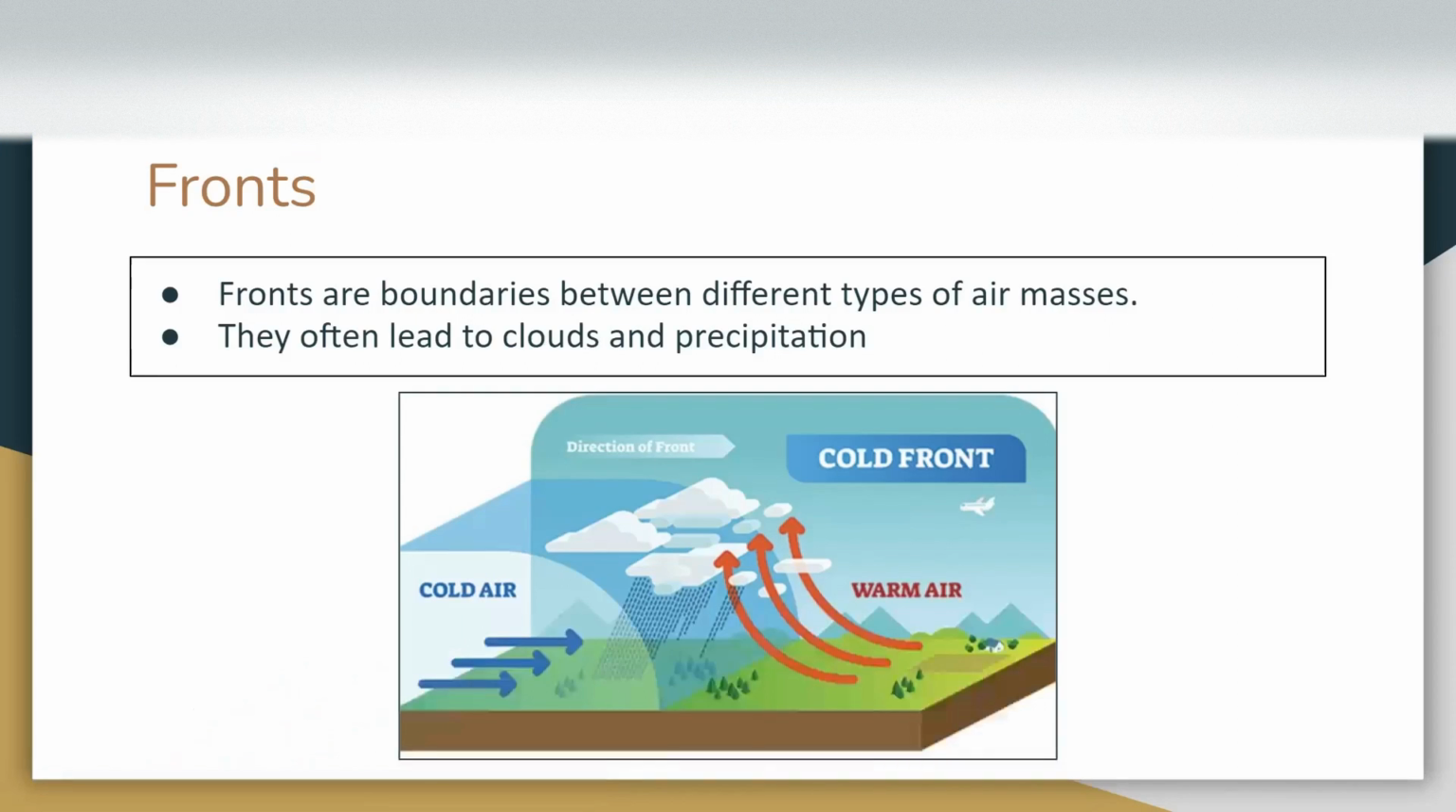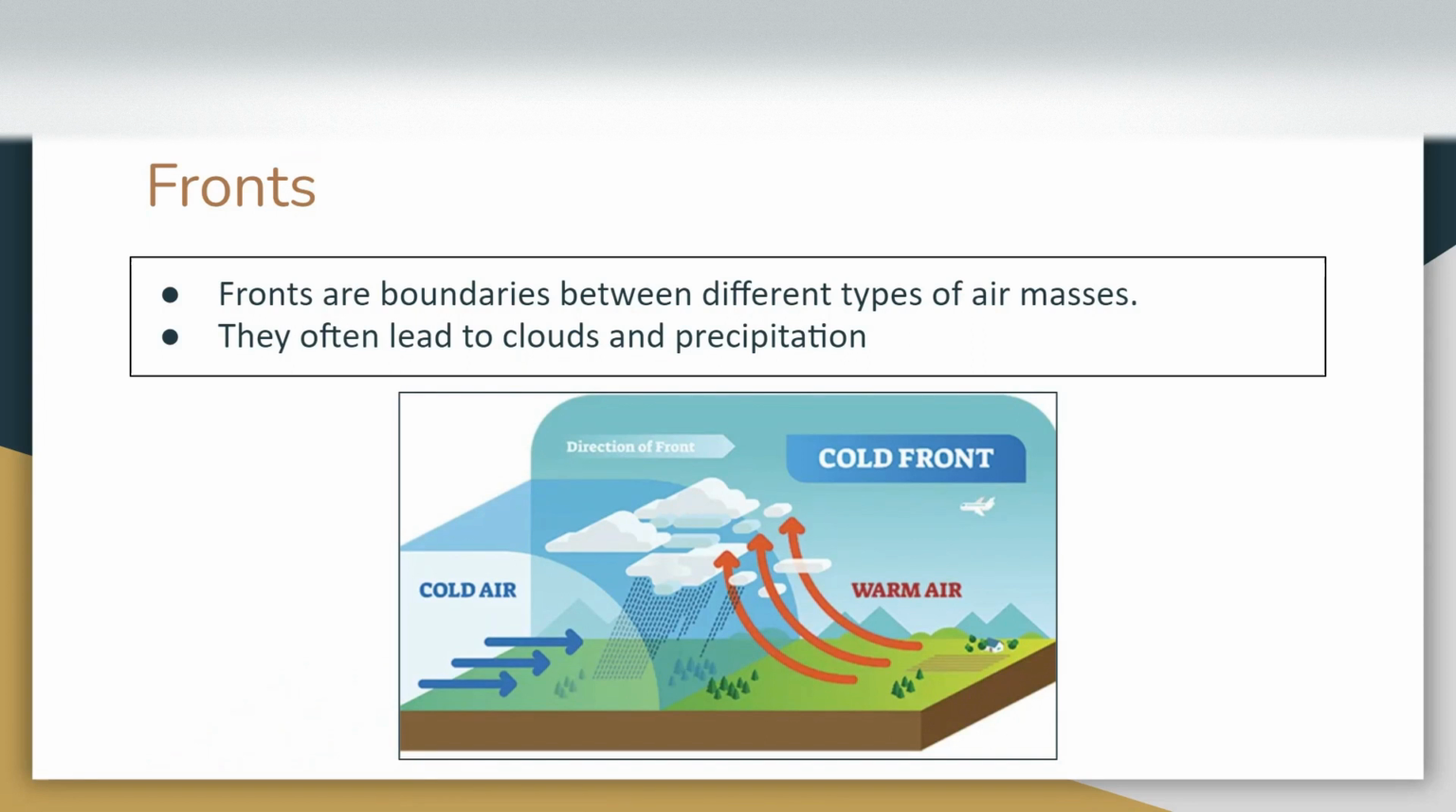Hey guys, so today we're going to talk about fronts. What are fronts? Fronts are boundaries between different types of air masses. It's when two different types of air masses meet. What we're focusing on today are warm and humid air masses, and when they meet cold and dry air masses.